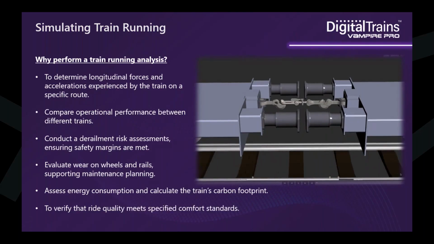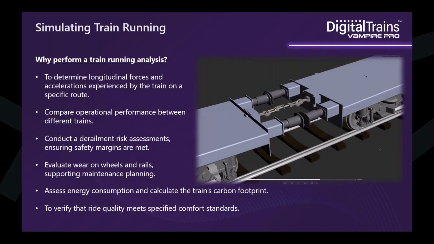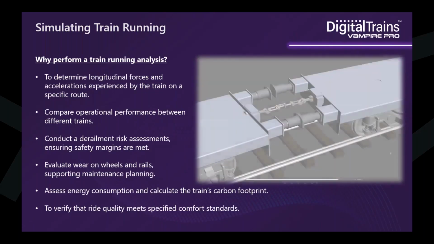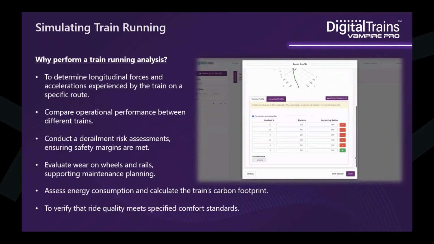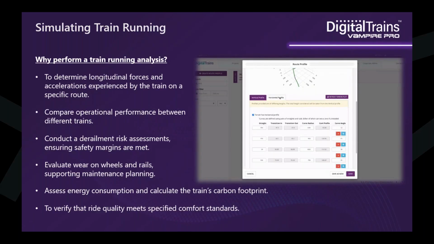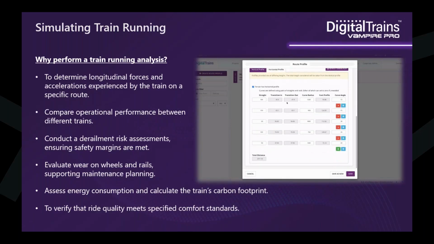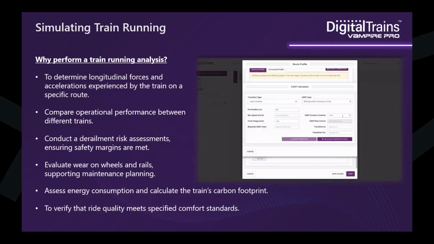And why perform train run analysis? Well, we do this to determine longitudinal forces and accelerations experienced by the train on a specific route, to compare operational performance between different trains, i.e. comparing the efficiency of one bogie design versus another, to conduct derailment risk assessments, ensuring safety margins are met, to evaluate the wear on wheels and rails, which can be used to support maintenance planning. We can assess the energy consumption and therefore calculate the train's carbon footprint. And we can also use it to verify that ride quality meets specified comfort standards.